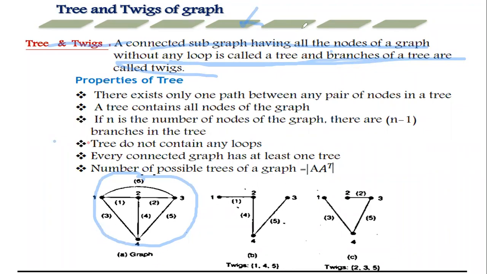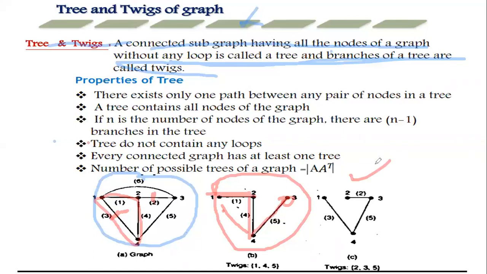So here, if I am able to remove this branch and this branch, I am not having any closed path here, but all the nodes are present and all the nodes are connected. Some branches are missing. So I remove some branches such that there is no closed path. A closed path is like this. So there is no closed path and all the nodes should be present. Then that will be considered as a tree.